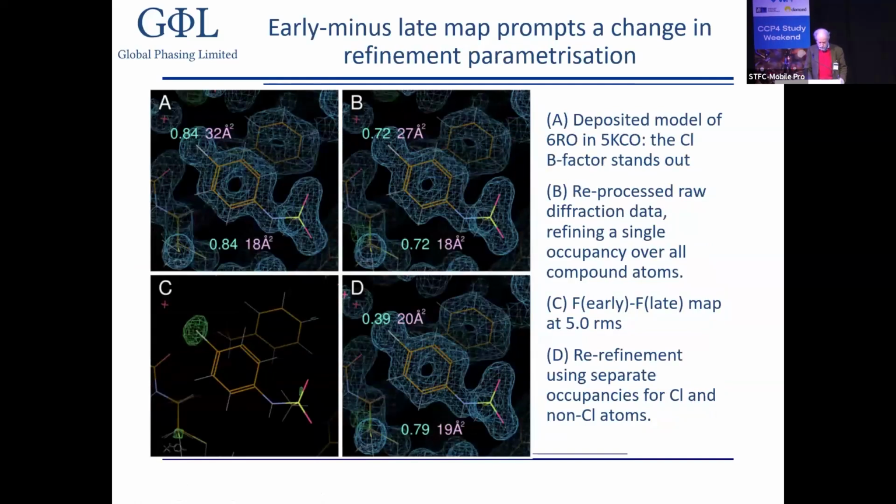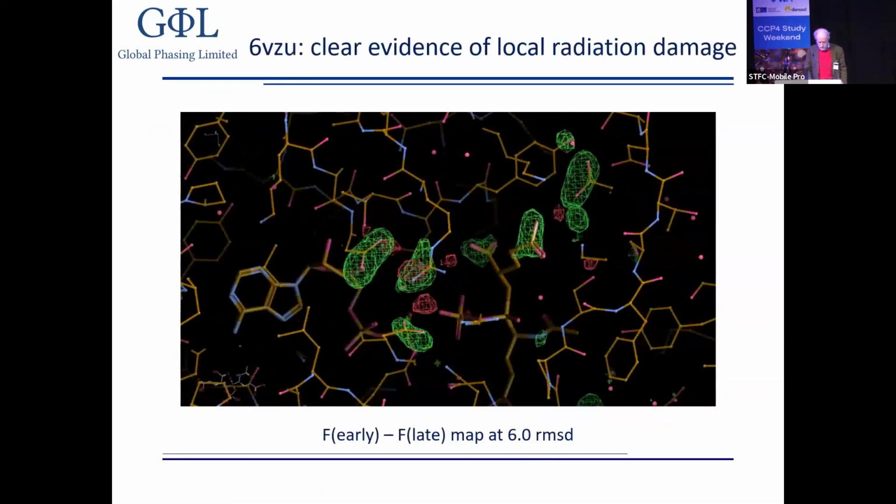I won't go over this example. It's in the paper that Clemens published from his talk 2 years ago. And it can really highlight radiation damage. Here in 6VZU, a classical picture, decarboxylation, a salt bridge to an arginine gets broken because of the decarboxylation here. So the arginine itself becomes disordered.